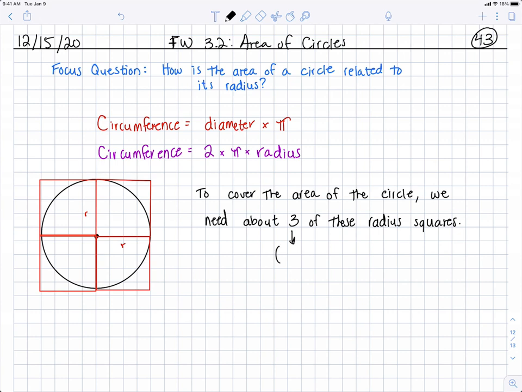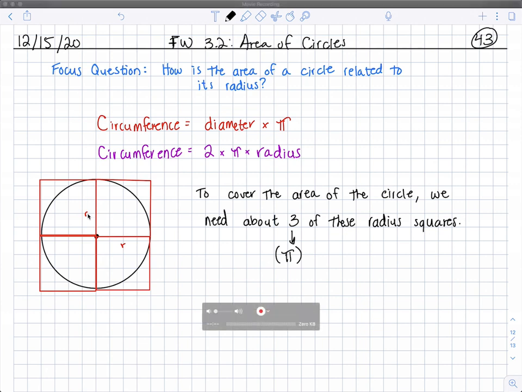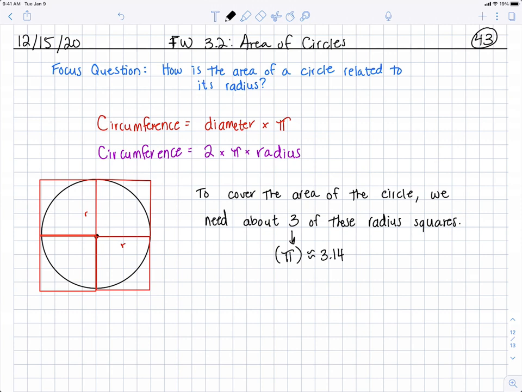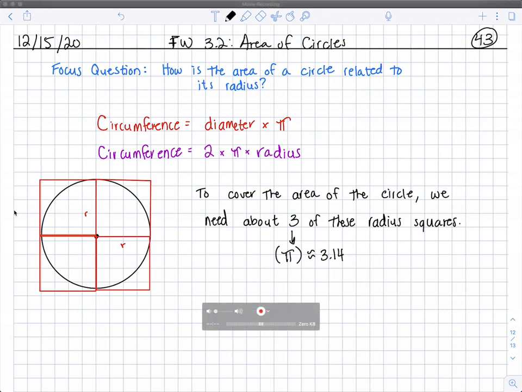So this number that we need, I hope you said, was pi. That doesn't really look like a pi. Let me make that much better. It is pi, right? We need pi radius squares in order to cover the area of the circle perfectly. We'll also approximate this to about 3.14. Okay. All right, let's keep going.